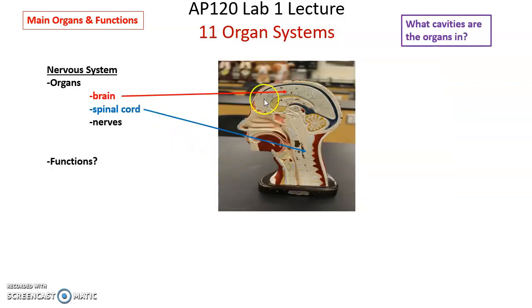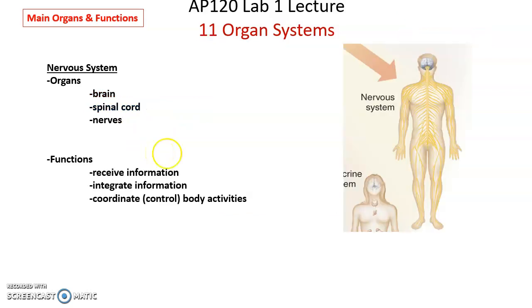Nervous system. The nervous system includes the brain, found in the cranial cavity, and the spinal cord, found in the vertebral canal, also various nerves. Functions of the nervous system include receiving information, sensory information coming in to the brain and spinal cord, and integrating and processing that information, which occurs in the brain and spinal cord, and then sending out commands to coordinate body activities.